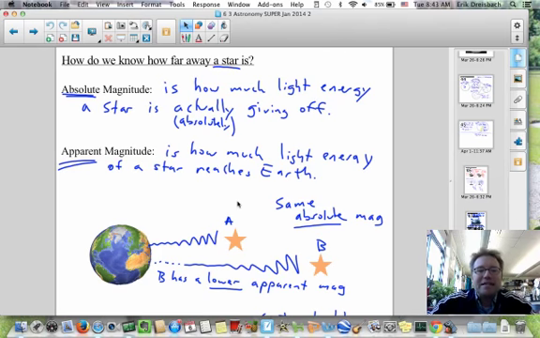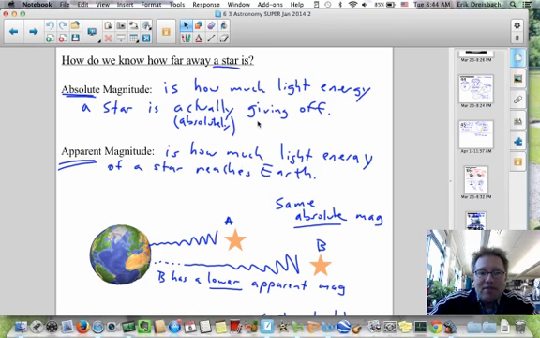Well, first thing to think about is the absolute magnitude versus the apparent magnitude, sometimes known as the absolute brightness or apparent brightness. The absolute magnitude of a star is how much light the star is actually giving off. How much energy is it actually giving off? The apparent magnitude or apparent brightness is how much light energy we see on Earth.